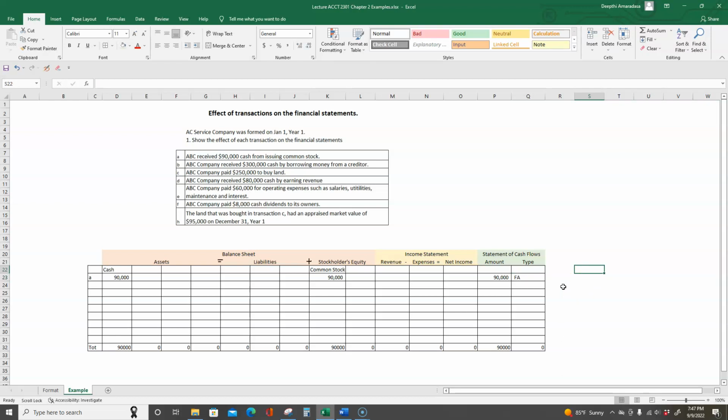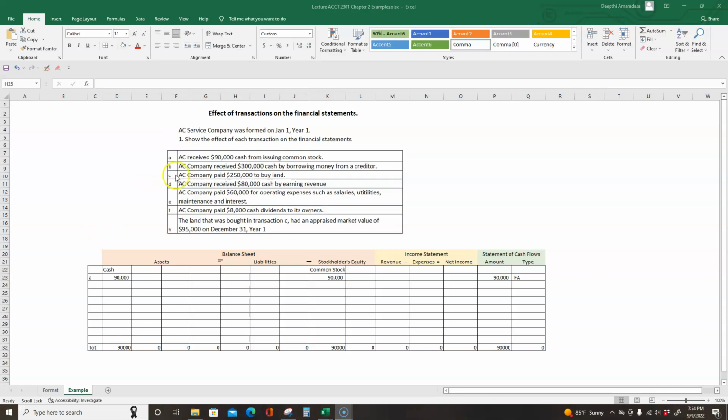Now we're done with that transaction. Let's look at the next one. I just realized that there's a typo and it says ABC instead of AC. So I'm going to quickly fix that. There we go. It's fixed now.